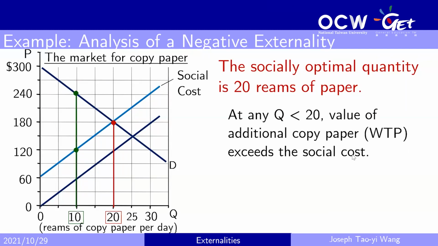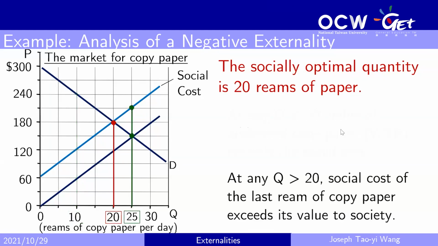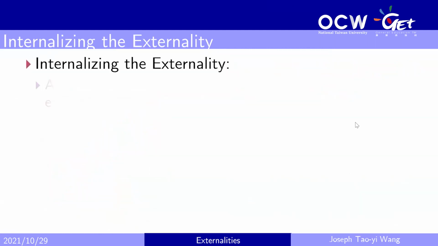If you have a quantity that's below 20, the value for one additional ream of copy paper exceeds the social cost. For any quantity that's above 20, including the equilibrium quantity of 25, well, the social cost of the last ream is actually higher than the buyer's willingness to pay, the buyer's value of consuming this last ream of paper. So that's why the market equilibrium outcome may be inefficient or may not be maximizing the total surplus.